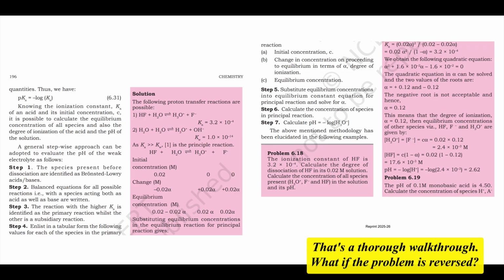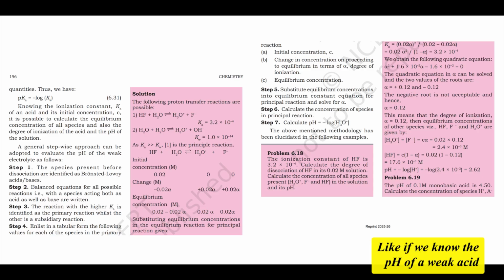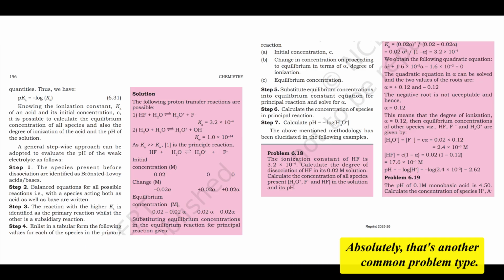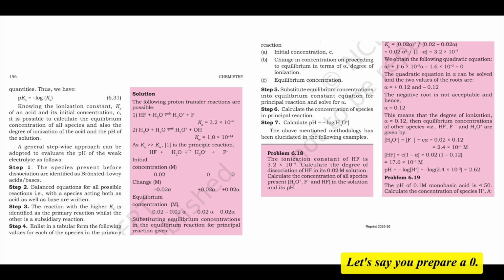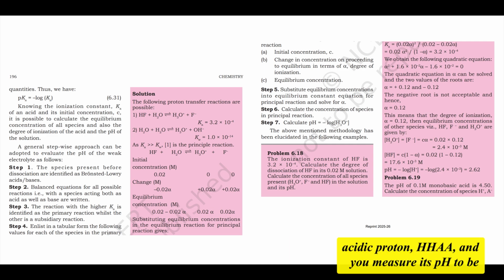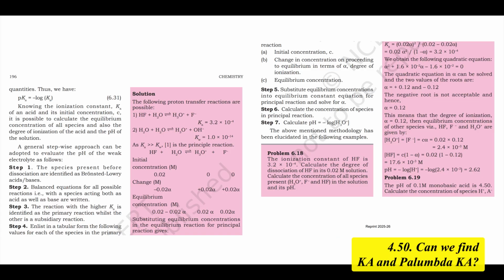That's a thorough walkthrough. What if the problem is reversed? Like if we know the pH of a weak acid solution and its initial concentration, can we find its Ka? Absolutely. That's another common problem type. Let's say you prepare a 0.1 M solution of a certain monobasic acid, meaning it has one acidic proton, HA, and you measure its pH to be 4.50. Can we find Ka and pKa?